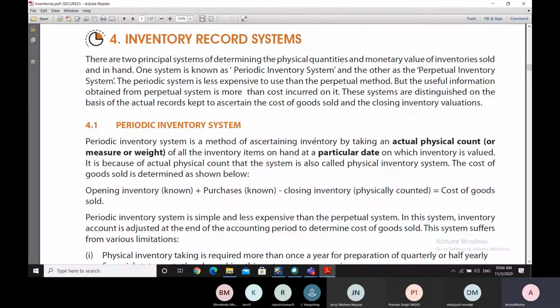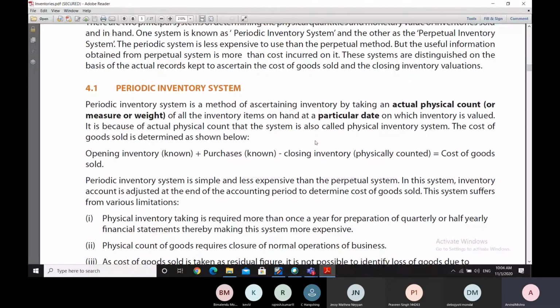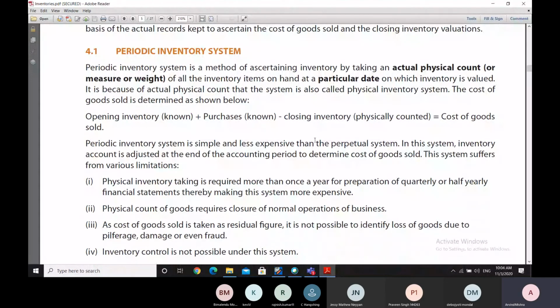Now, let us look at what the periodic inventory system is all about. The periodic inventory system is a method of finding out the inventory by taking the physical count, the physical measure or the physical weight of all the inventory items on hand on a particular date on which the inventory has to be valued.